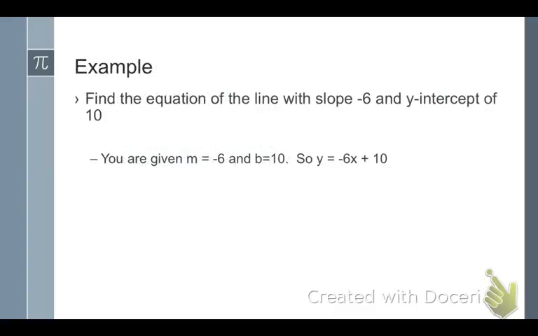So find the equation of the line with slope -6 and y-intercept 10. Here is your slope, -6, and here is your y-intercept, 10. y equals -6x plus 10 is the line. Do not make that more difficult than it is. It's not that difficult.